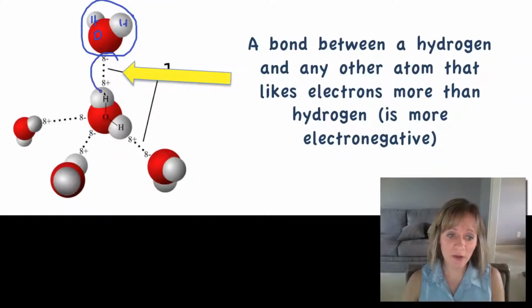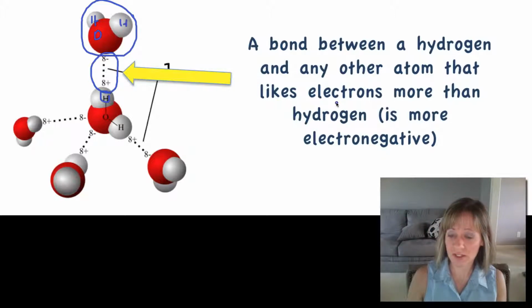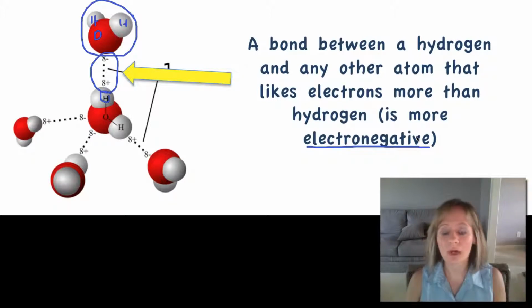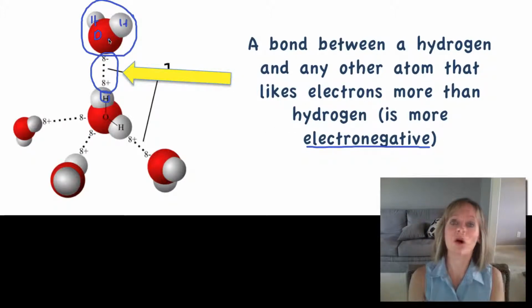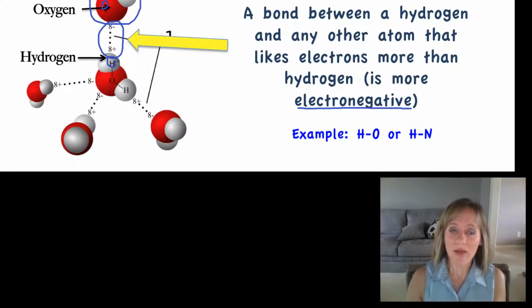It's right here. And a hydrogen bond is a bond between a hydrogen, so here's the hydrogen, and any other atom that likes electrons more than hydrogen does. And we call that being more electronegative. You don't necessarily have to know that, but that's just the name. And so oxygen actually likes electrons more. It draws electrons towards itself more so than hydrogen does. And so this is called a hydrogen bond. So oxygen, hydrogen, and that's a hydrogen bond. Another example would be between hydrogen and nitrogen.